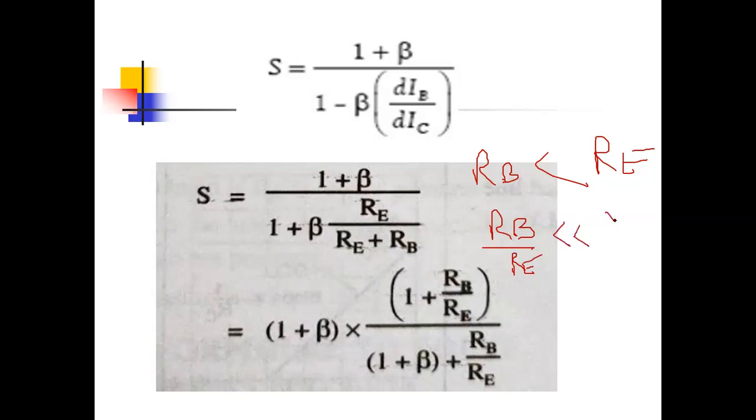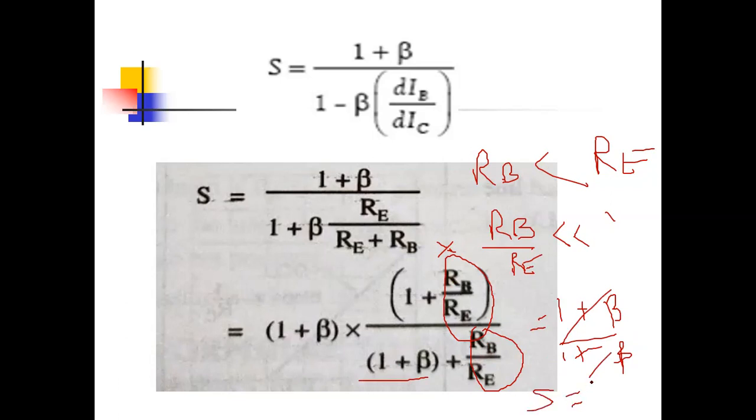Okay, now see, this value is less than 1, so it is ignored. Next, the value of beta is in the order of 100, so definitely this value is also ignored. So now what remains? In the numerator it is 1 plus beta, in the denominator also 1 plus beta. Then 1 plus beta is cancelled by 1 plus beta. So the value of S is 1.